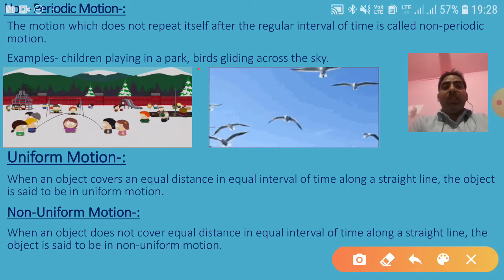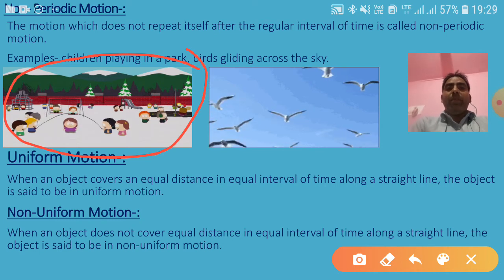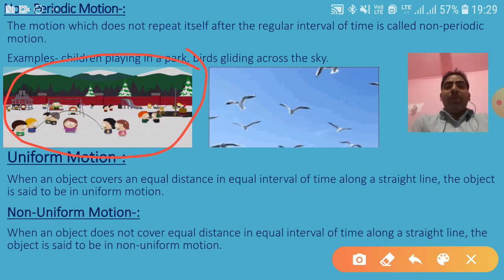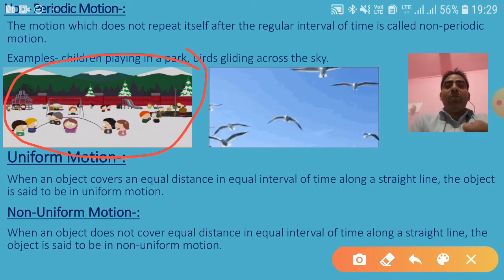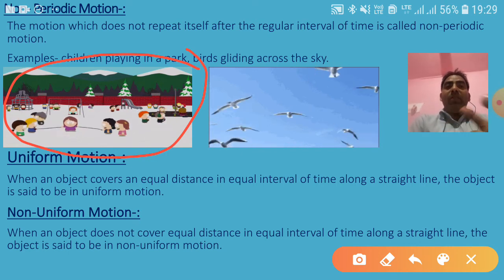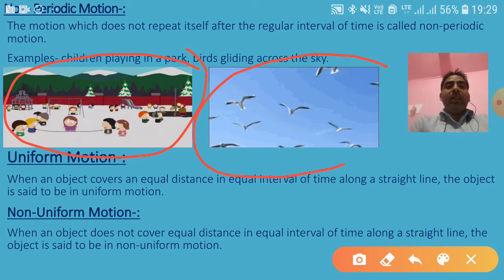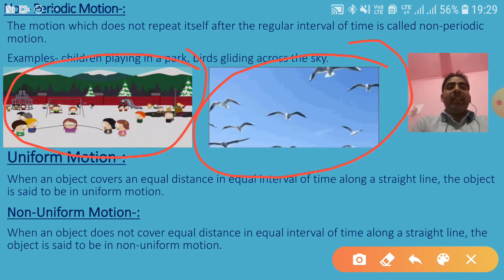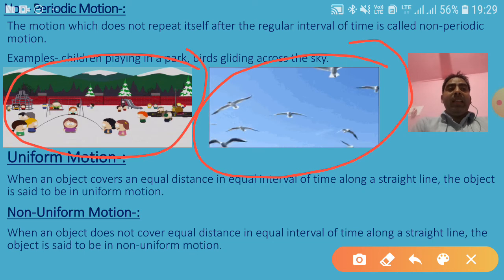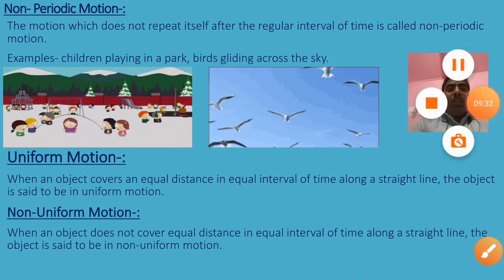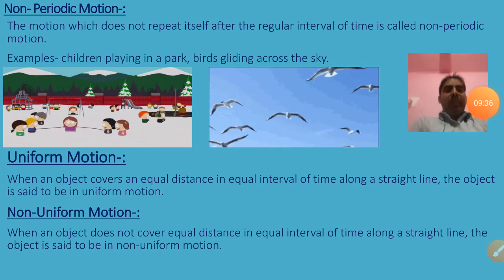For example, you can see here children playing in a park. The motion is random. Where they will go, we don't know, or they are also not knowing. And you can see the birds. They are moving, gliding here and there. Their motion is not fixed in the sky. Anywhere they can go. So this is non-periodic motion.